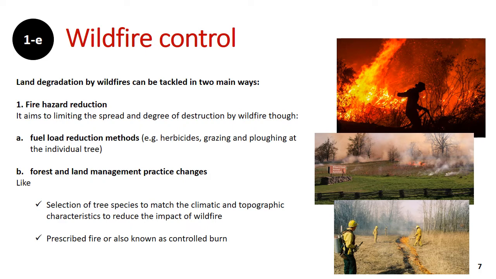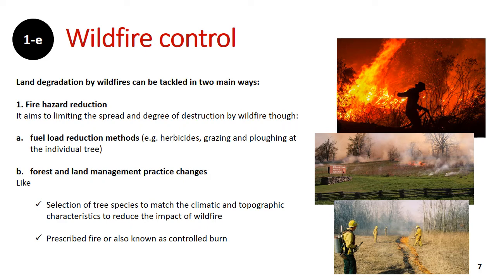The first one is the fuel load reduction method, and this technique is meant basically to reduce or get rid of all the things that might cause fire or aggravate the problems, like unnecessary grass and vegetation that can grow on the surface. You try to minimize them, and you can use herbicides, grazing, or plowing of individual trees. So once you remove them, if fires occur, you are limiting the spread of fire and you are protecting the forest.